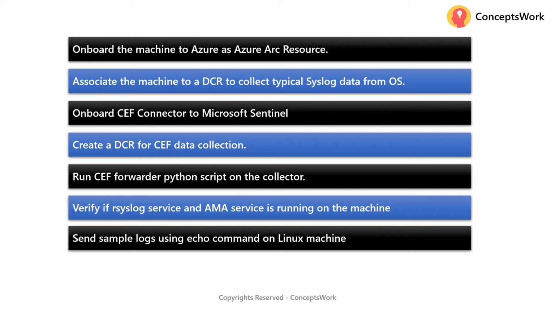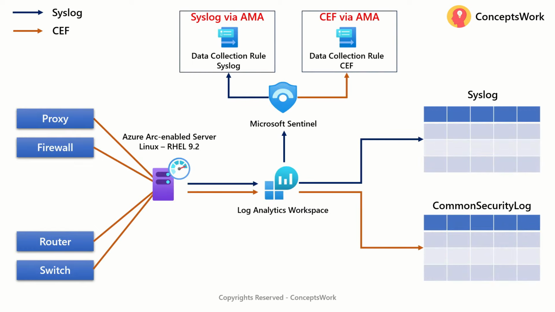Now, what does this actually do? Okay, now you can see the entire process that we were discussing in a lot more detail: all your network appliances or devices will send CEF formatted data to your machine. Your machine already has the DCR, which was coming from here, and then the data ingestion is happening through the CommonSecurityLog table in Microsoft Sentinel itself.